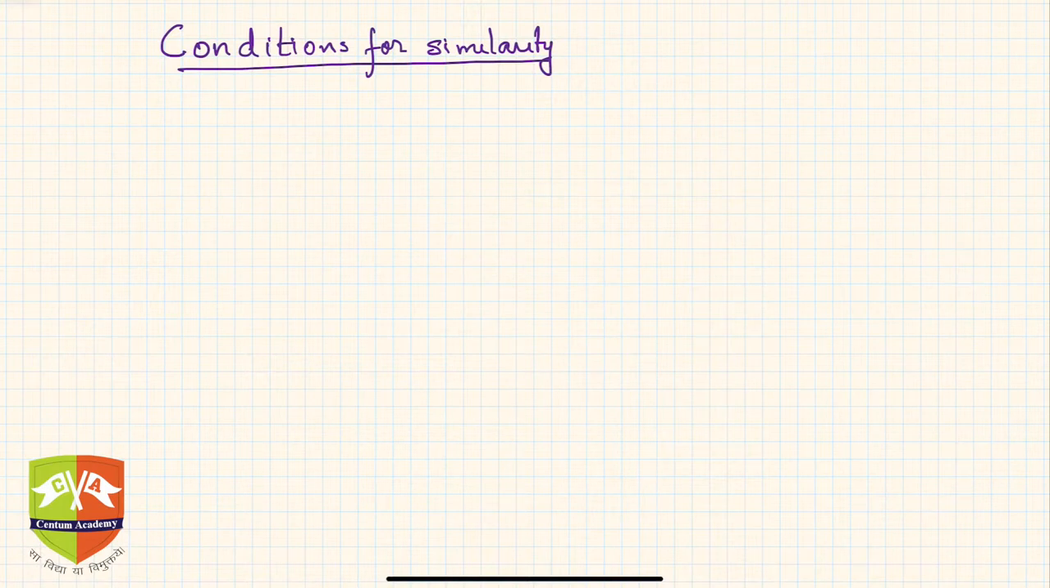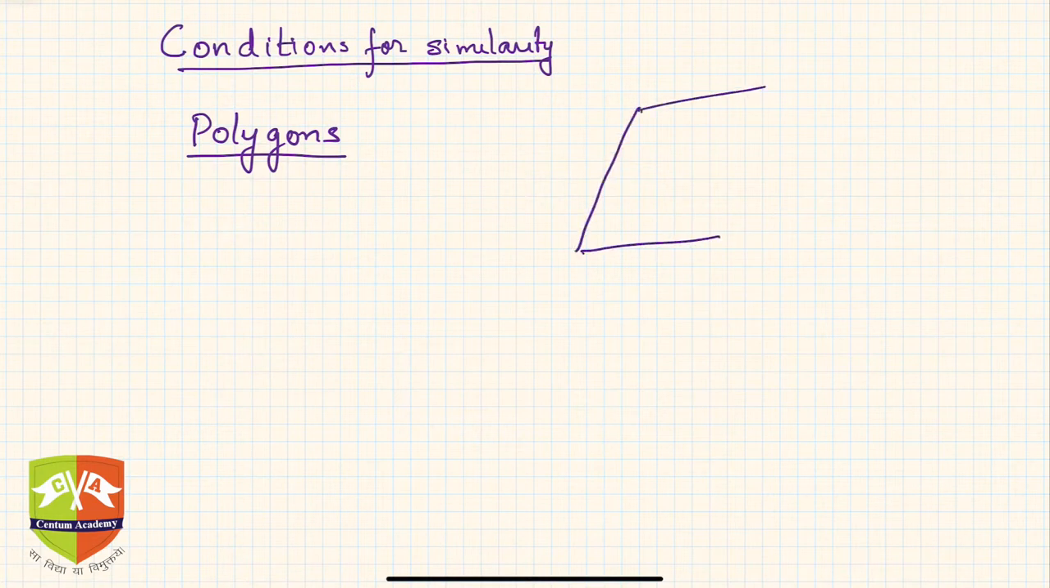So in this session, we are going to understand what the conditions for similarity are. Now, as we know, in similarity we deal with polygons, isn't it? Polygons are geometric figures with more than three sides, or even a three-sided geometric figure is called a polygon. So basically, a closed figure.